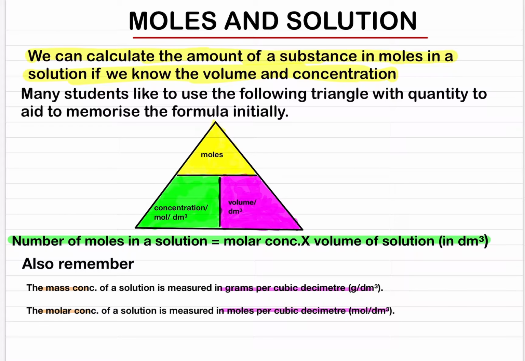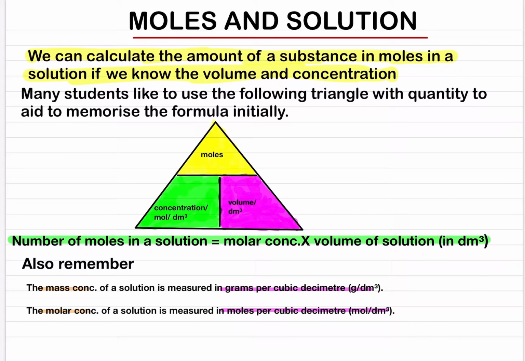So if you look into the triangle, at the top we have the moles, on the left hand side we have the concentration. Unit is mole per decimeter cube, and on the right side we have volume. Unit is decimeter cube. Number of moles in a solution equals to molar concentration into volume of solution in decimeter cube.